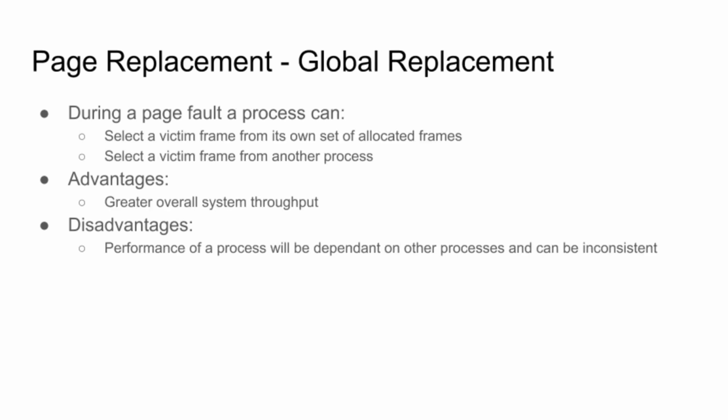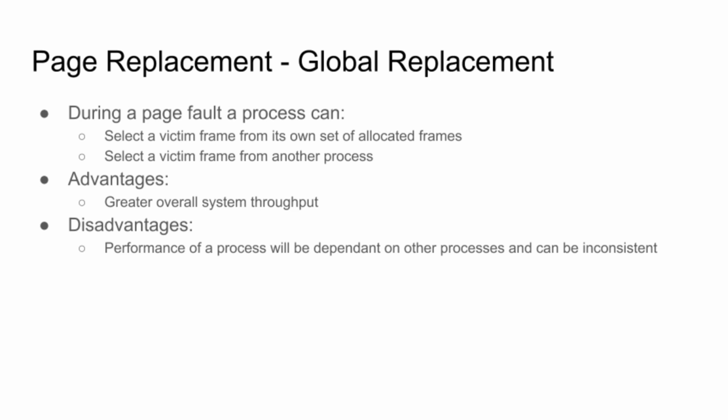With global replacement, in the event of a page fault, a process can choose one of its own free frames to load a page into, or choose a frame from the set of all frames, including frames that are currently allocated to another process. This type of page replacement is advantageous in that processes can't impede the performance of others, resulting in greater overall system performance.